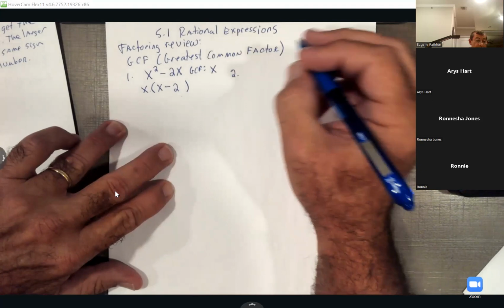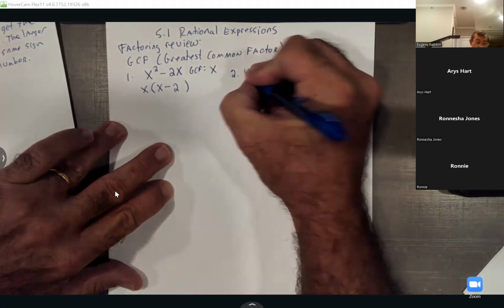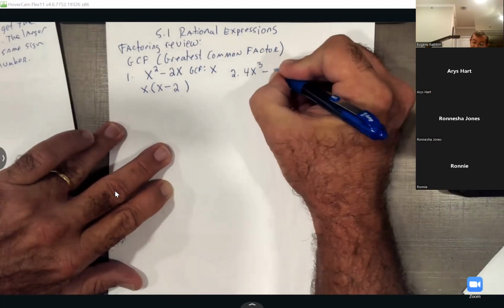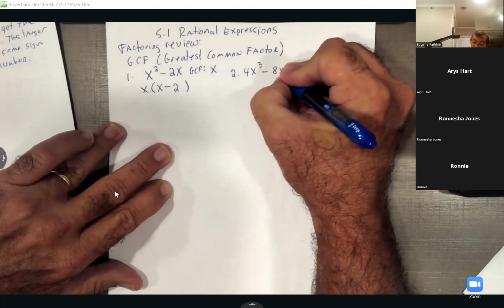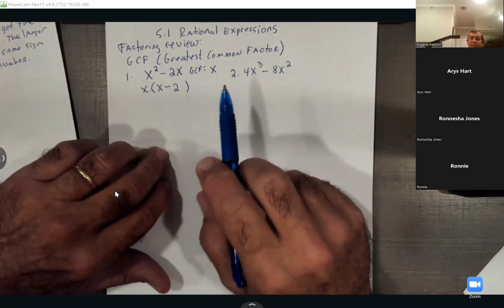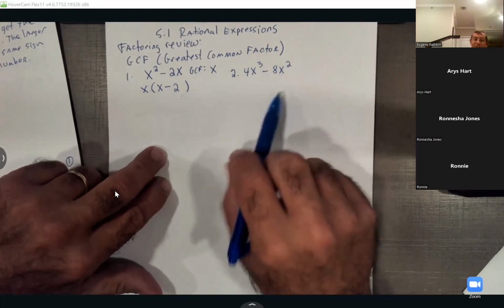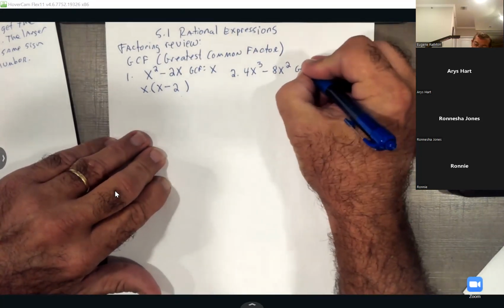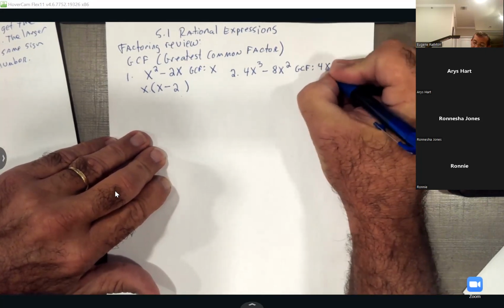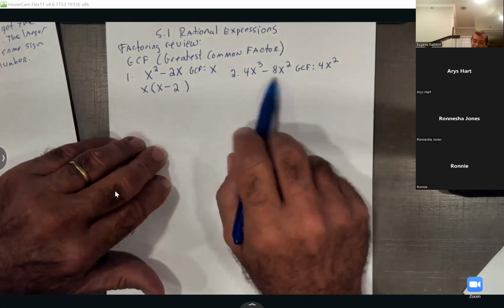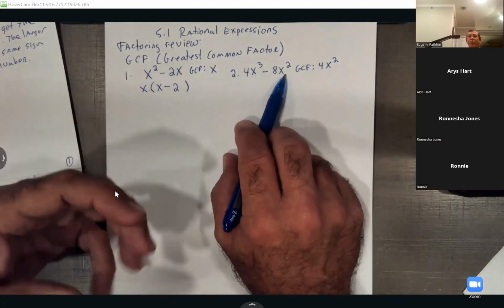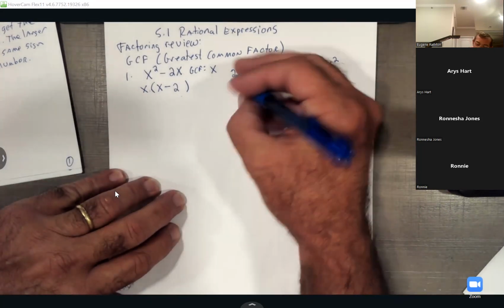All right, so y'all, I'll let y'all sort of play with this one. I've got a 4x to the third minus an 8x squared. So y'all take a guess at what that GCF might be. 4x. Oh, you're so close. It's 4x squared. There you go. Because for 4 and 8, the largest factor would be the 4. And then when you're looking at the x cubed and x squared, the largest factor would be the x squared. All right, so good job.